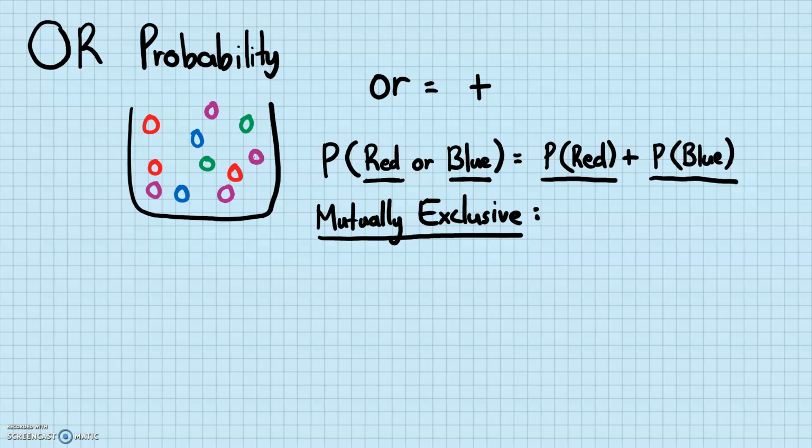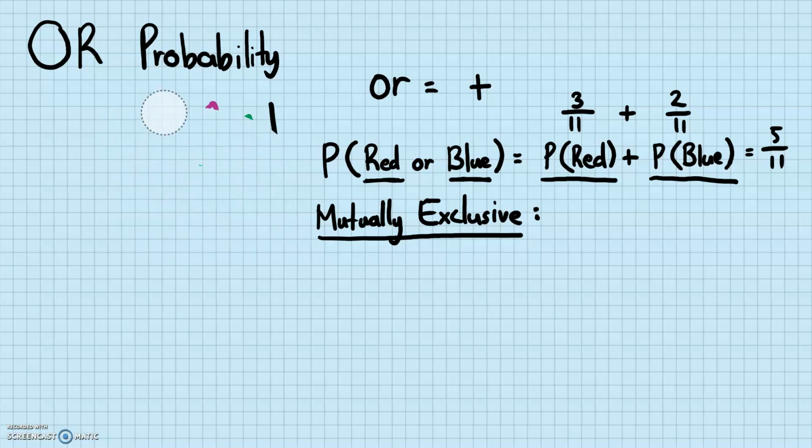The probability of picking a red is going to be 3 out of, how many do you have? 1, 2, 3, 4, 5, 6, 7, 8, 9, 10, 11. And the probability of picking a blue would be 2 out of 11. So the probability of picking a red or a blue is going to be 5 out of 11. This is all under mutually exclusive events. Let's try another example of a mutually exclusive event.